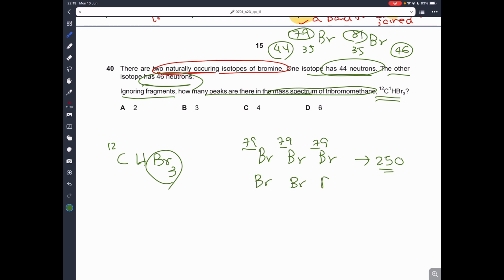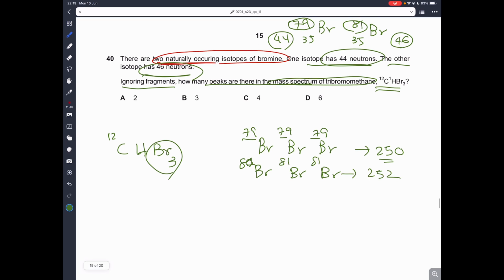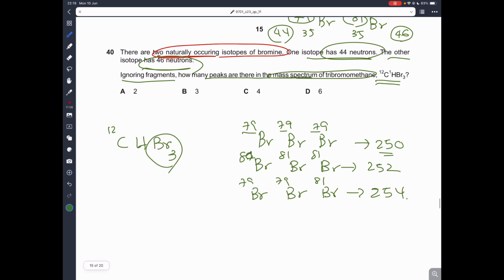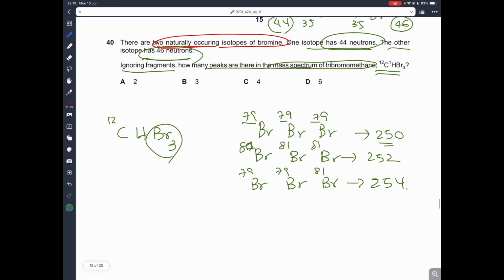Secondly, all the bromine can be 81. This will give us 252. Thirdly, we can have one of the bromine to be 81 and two of them to be 79. This will give us 254. And we can have one of the bromine to be 79 and the other two to be 81. So this will give us a total of 256. So how many are there? 1, 2, 3, 4. Four peaks.